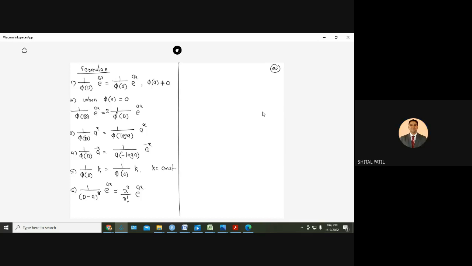By tomorrow you have to remember these 6 formulas. Try to remember these 6 formulas.